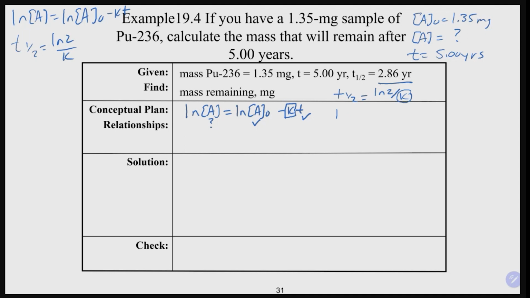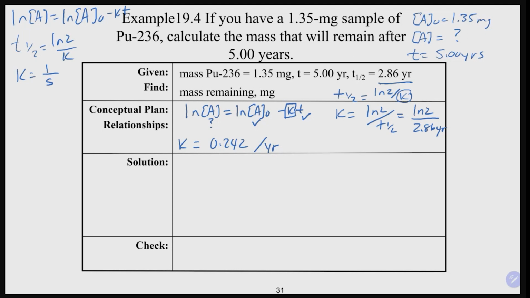To do that, k would equal the natural log of 2 divided by the half-life. Putting this in, that gives me the natural log of 2 divided by 2.86 years. That's going to give us a k value of 0.242. The units here are actually 1 over years. And by the way, for first order equations, the decay constant is 1 over seconds, 1 over a unit of time, basically. So it's usually 1 over some type of unit of time.